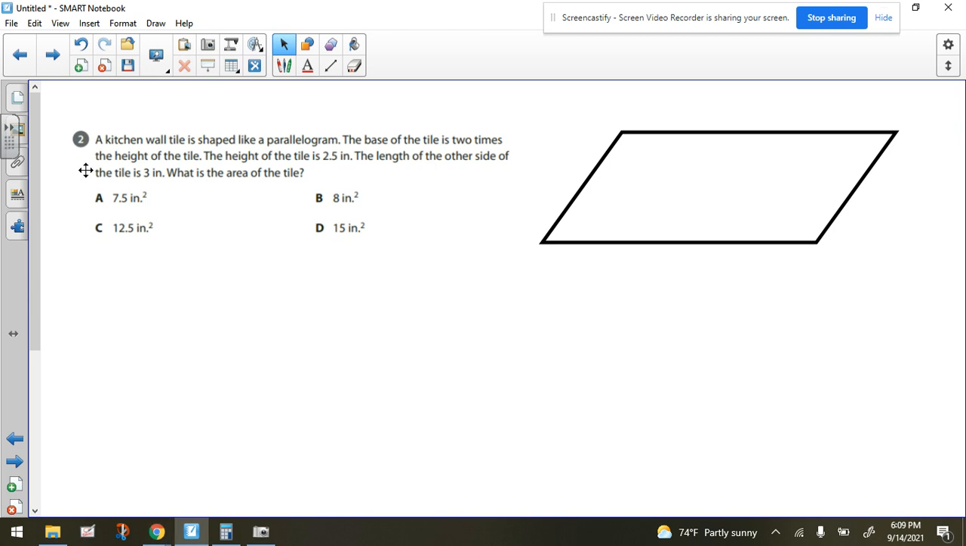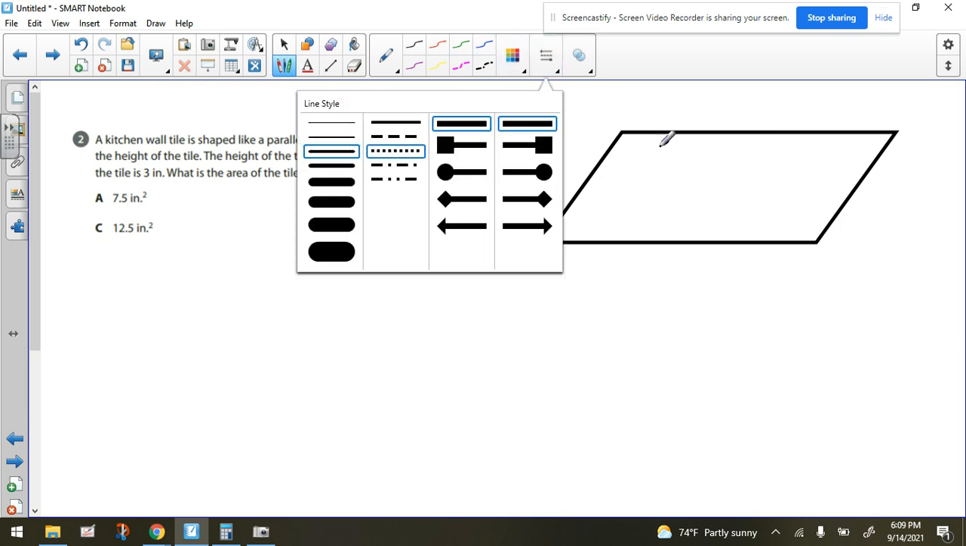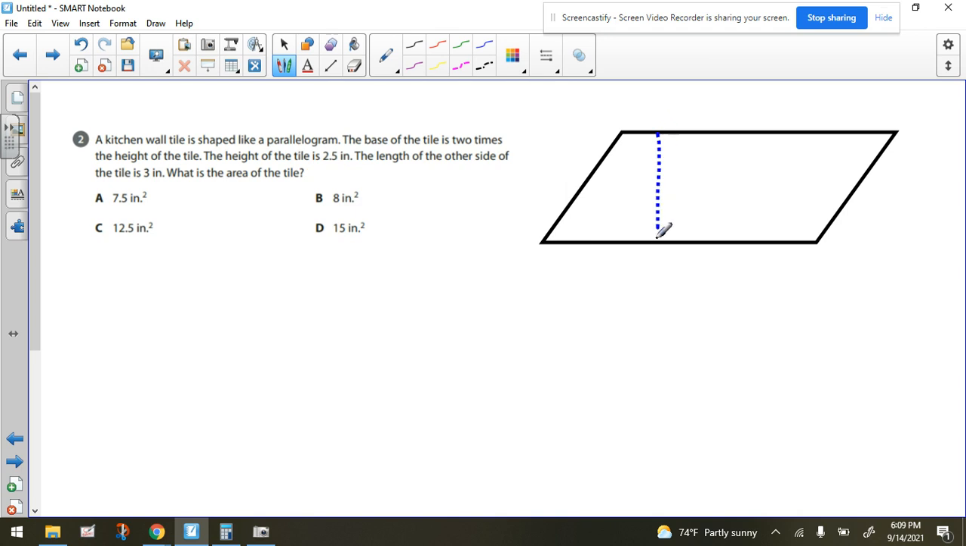Let's look at number 2 first. It says, a kitchen wall tile is shaped like a parallelogram. So I drew a parallelogram over here to help us visualize. The base of the tile is 2 times the height of the tile. The height of the tile is 2 5/10. So let's draw maybe we can do even a dotted line. We'll do a dotted line. And they're saying that that is 2 5/10 for the height.